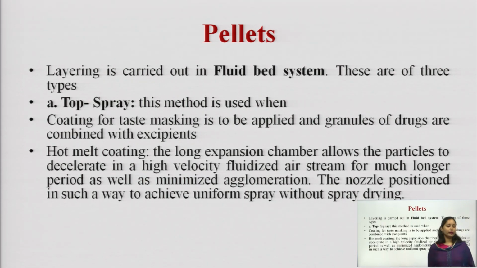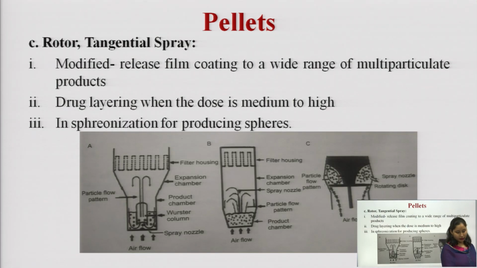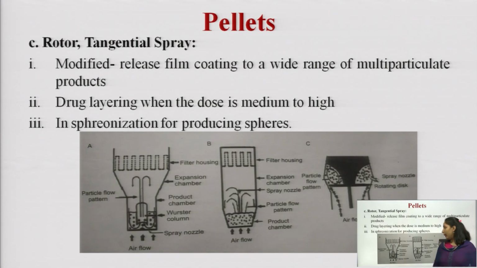Layering is also carried out in a fluid bed system. So, we can also perform the layering in a fluid bed system, and these are of 3 types: top spray, bottom spray and rotor or tangential spray. So, these are the 3 flow patterns in which the spray nozzles are attached at different positions, and accordingly your layering is carried out.